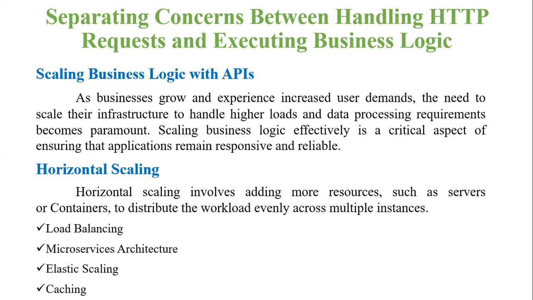Let's see what horizontal scaling is. Horizontal scaling involves adding more resources such as servers or containers to distribute the workload evenly across multiple instances. So it consists of some key factors. First one is load balancing. Implementing an API gateway or load balancer can evenly distribute incoming requests across multiple instances of your application. This ensures that no single server becomes a bottleneck and helps maintain consistent response times.